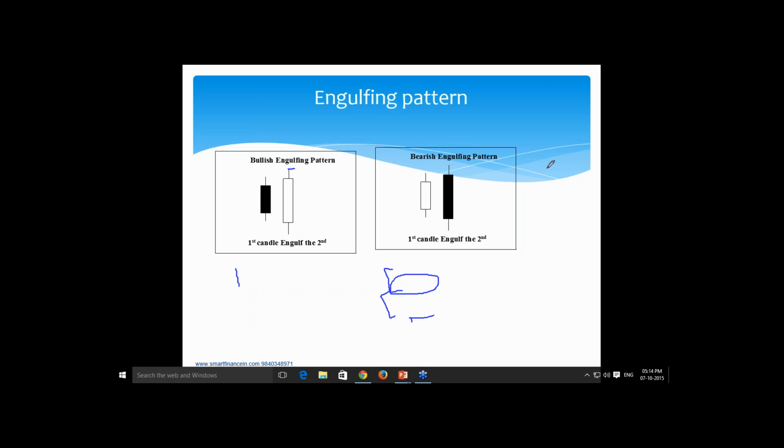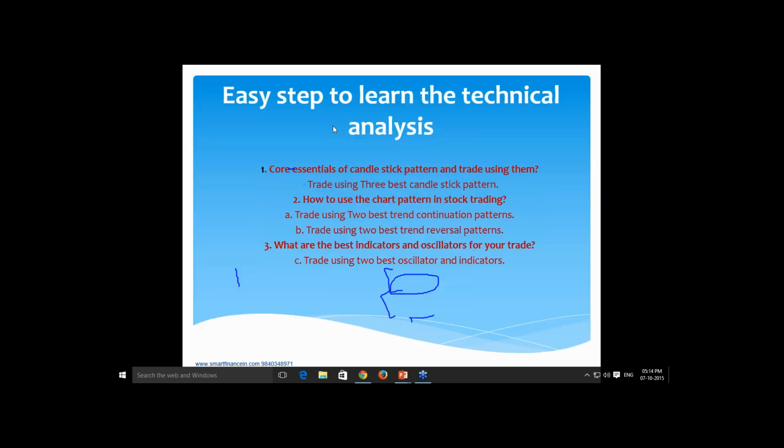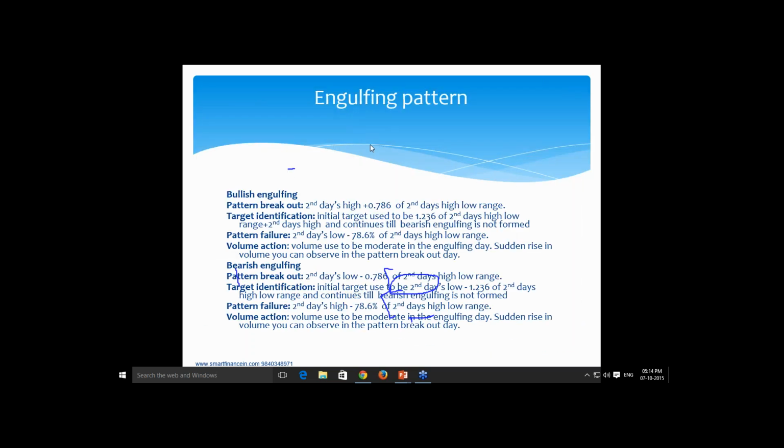So once this breakout is given, you have to go for target identification. That too I have taken with the Fibonacci rule. Most of the candle pattern breakouts and target points you can find in my book.